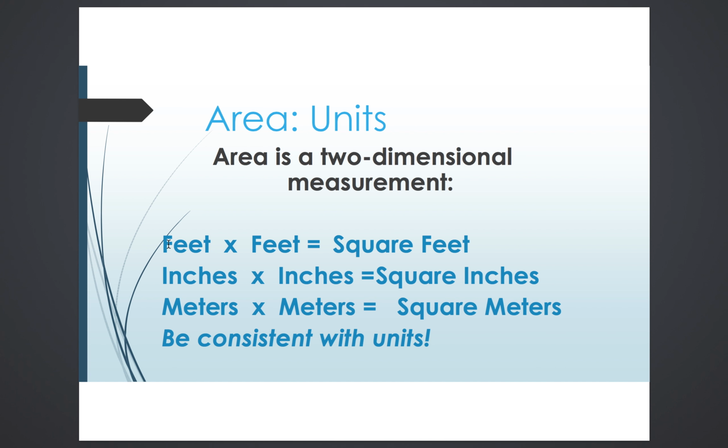So, like I said, you're going to be multiplying together two different measurements, linear measurements, one-dimensional measurements, right? Then once you multiply those together, you're going to get a two-dimensional answer. So feet times feet equals square feet. Inches times inches, square inches. What's important here is that we're not saying feet times inches. That doesn't work. Your units have to be the same, okay?